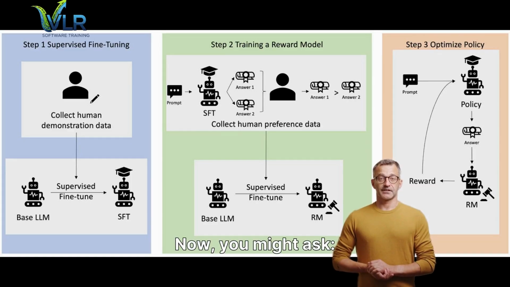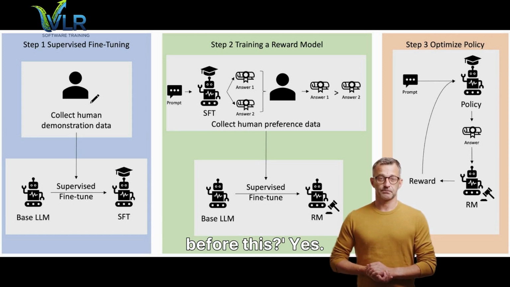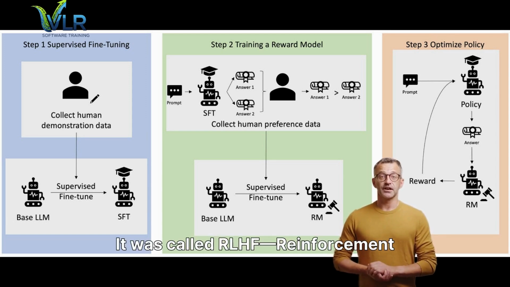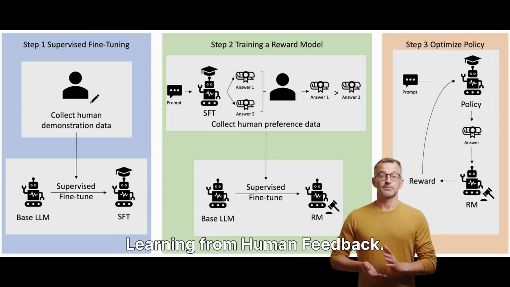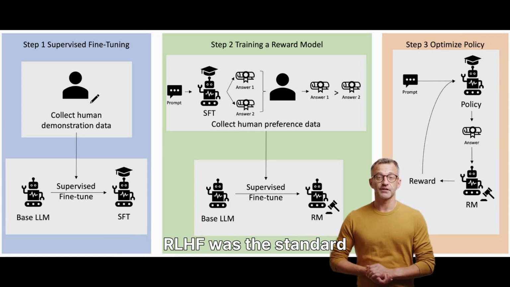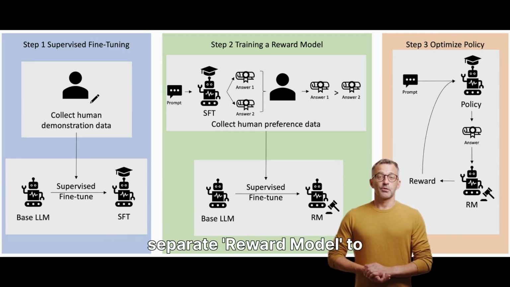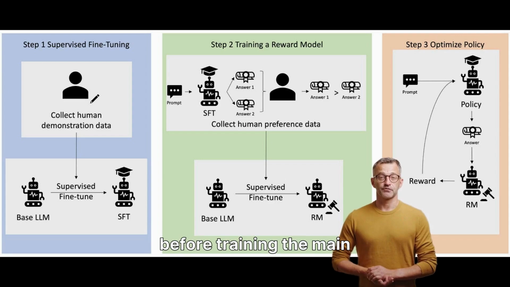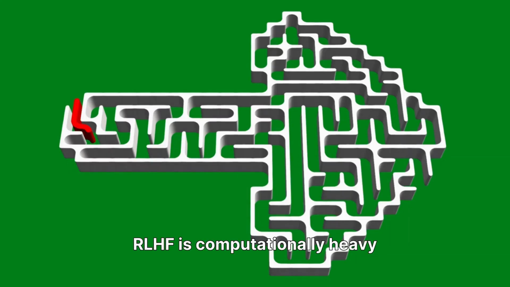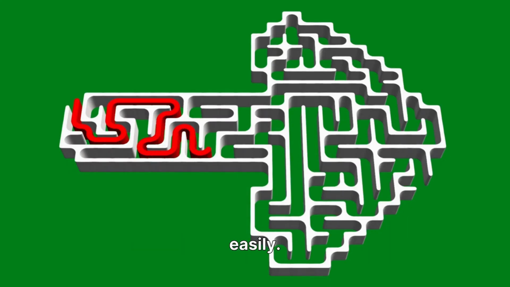Now, you might ask, wasn't there a method before this? Yes, it was called RLHF, Reinforcement Learning from Human Feedback. RLHF was the standard for a long time, but it was complicated. It required training a separate reward model to act as a judge before training the main AI. RLHF is computationally heavy and often unstable. The training could crash easily.